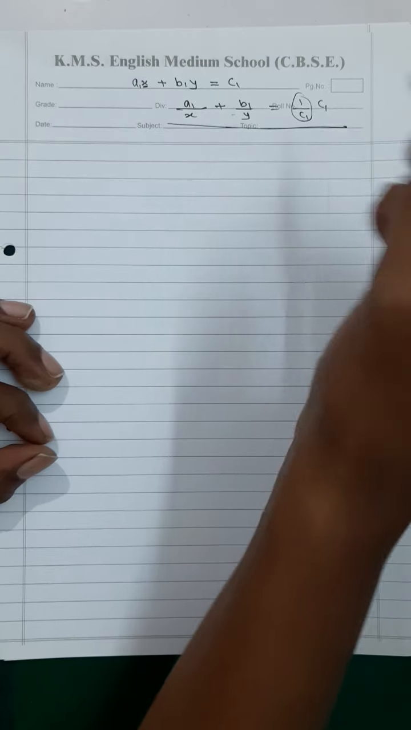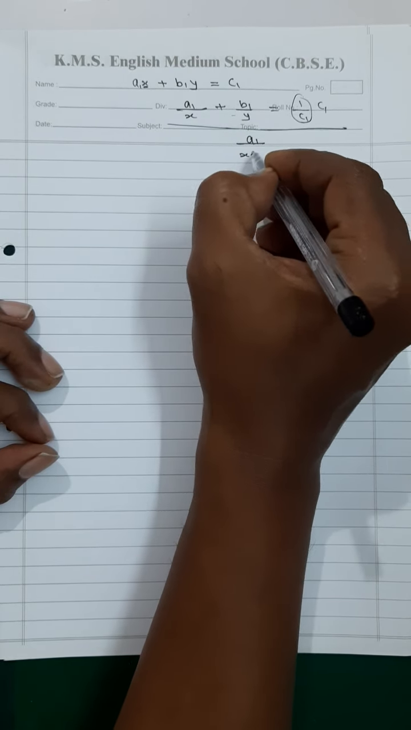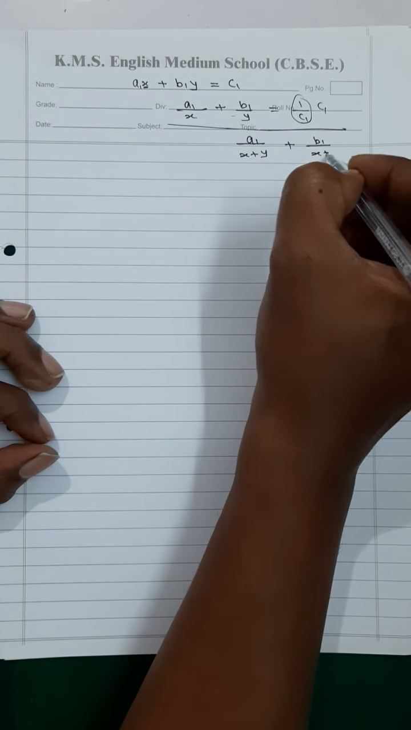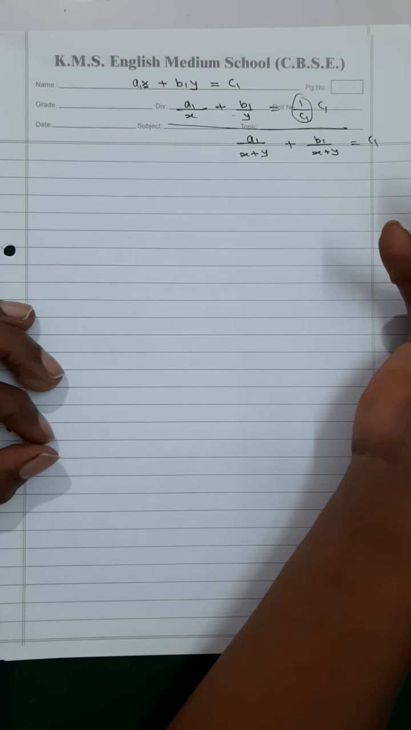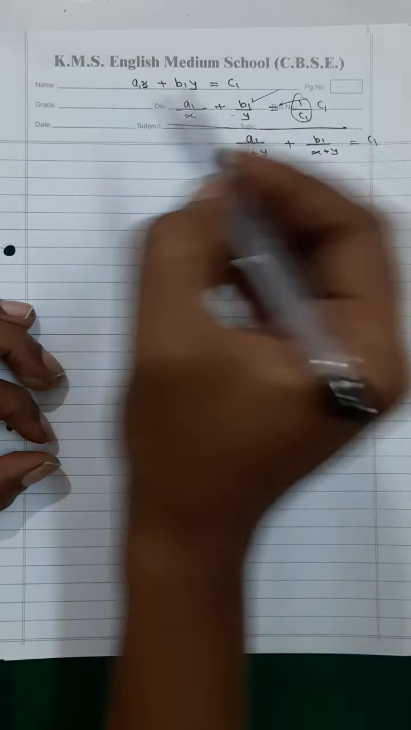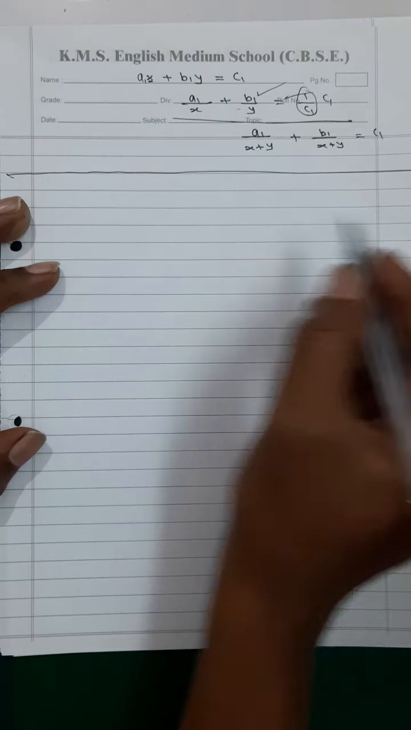Apart from that, the next also will be that you will have like this: a1 upon x plus y plus b1 upon x plus y is equal to c1, of this sort. This is the complexity of the equation that we will be able to see now. This is the most basic one. Let us start with this one, the type of question that is given to you.